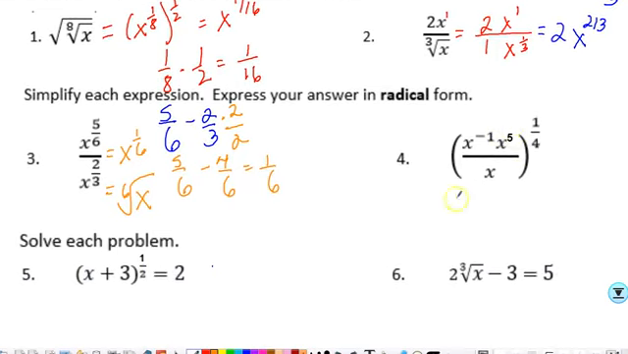In number 4, I'm going to simplify inside the parentheses first. -1 plus 5 has a numerator of x to the 4th. Then I'm going to subtract, so I have x to the 3rd to the 1/4. And since we want radical form, I'm going to leave the integer exponent of 3 and change the 1/4 to a 4th power of x cubed.